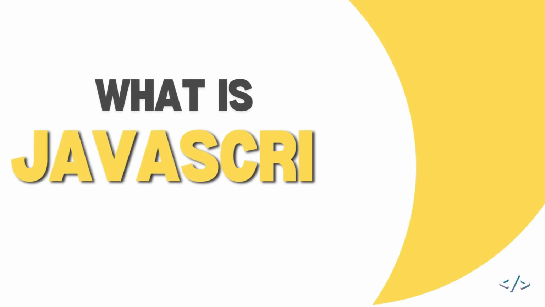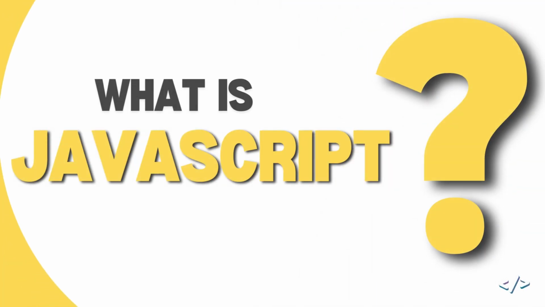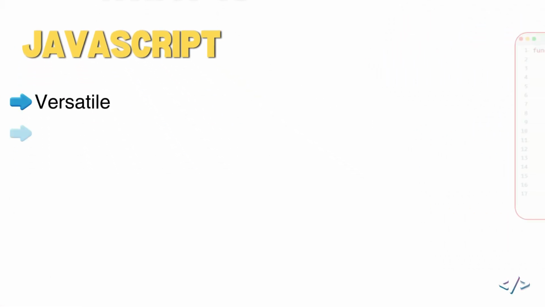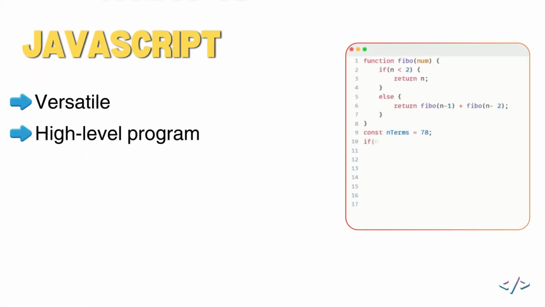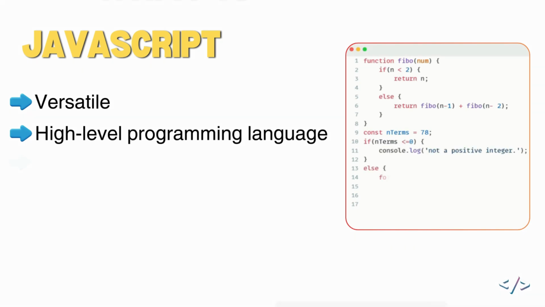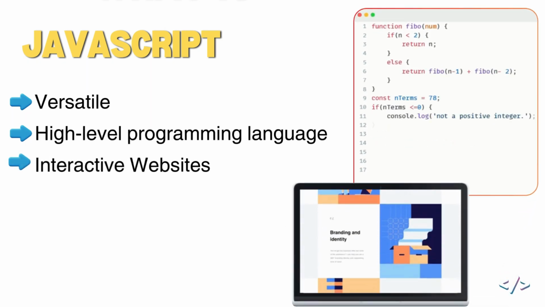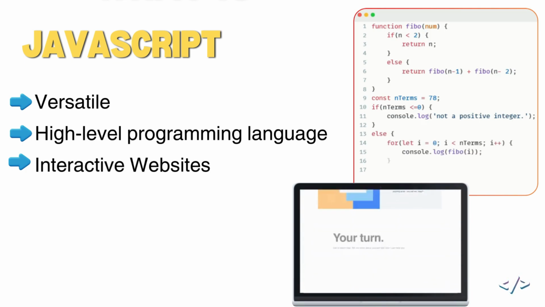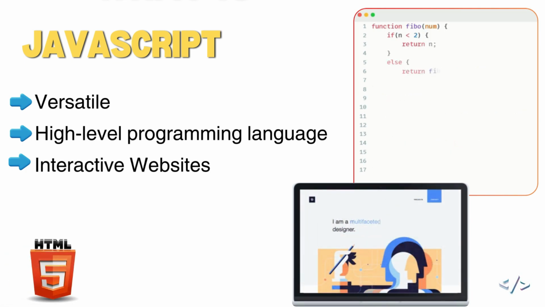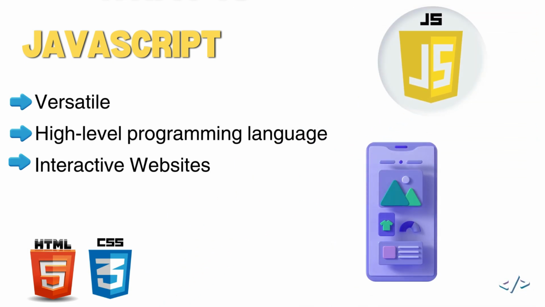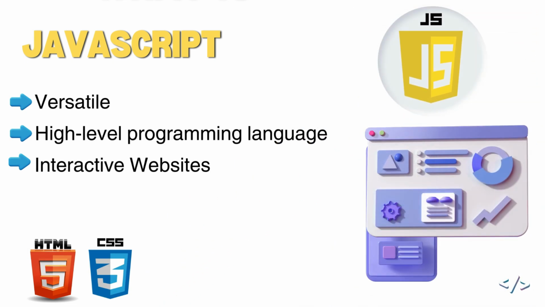Before we dive into React.js, let's quickly understand what is the so-called JavaScript. JavaScript is a versatile, high-level programming language primarily used to make websites interactive. It's everywhere, from adding dynamic behavior to websites to building complex web applications. Alongside HTML and CSS, JavaScript is one of the core technologies of the web. It enables developers to build everything from small interactive widgets to full-fledged web apps.